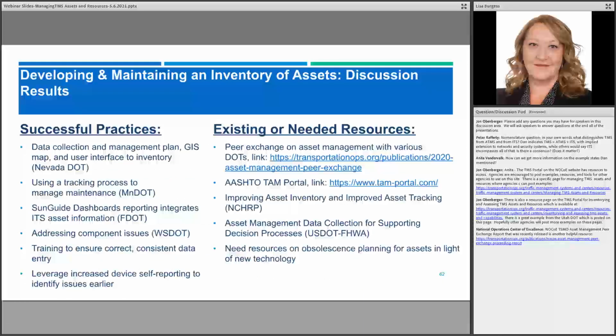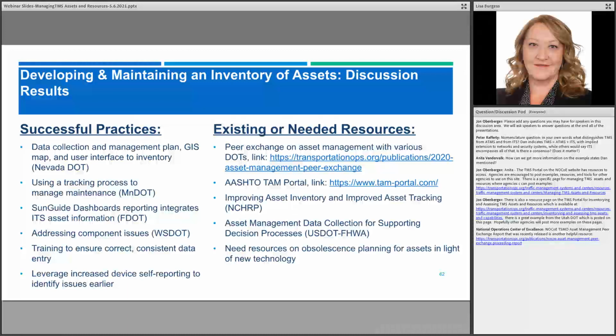So one of the tasks of the breakout groups was to share where there are some successful practices, who is doing things really well, or what are some innovative approaches. John had mentioned Nevada DOT has a pretty good system of collecting the data. They've got a good management plan, and a lot of it is linked to GIS coordinates to be able to get access to some of that inventory data.